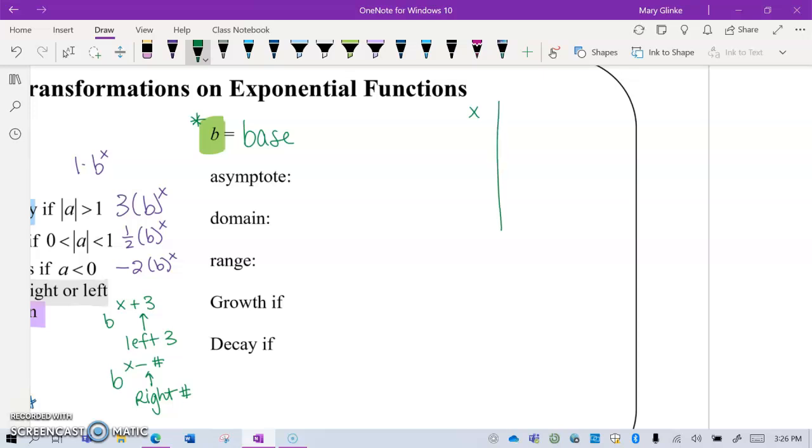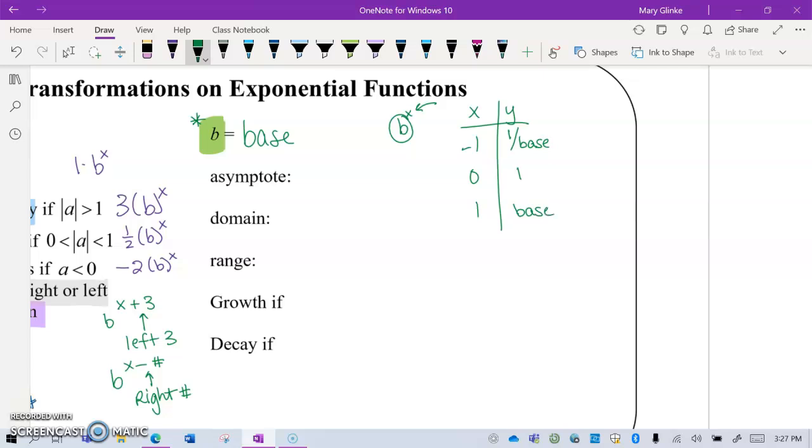So I want you to think about your x and your y values. We don't want to necessarily have to recreate a table for every graph, but we're going to have to a little bit, depending on what that base is. So the x values that you're going to have to know are going to be -1, 0, and 1. Those are normally what we plug in for our x values when we're creating our table. For your y values, the ones that you're going to have to know are dependent on whatever your base is. Your y value is going to be 1 over the base, 1, and the base.